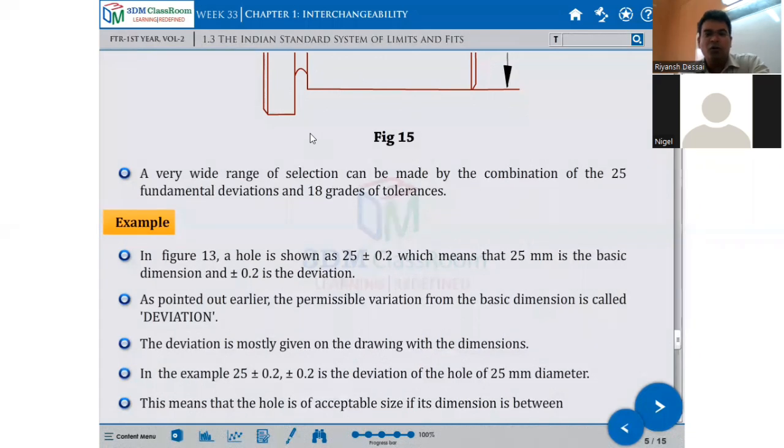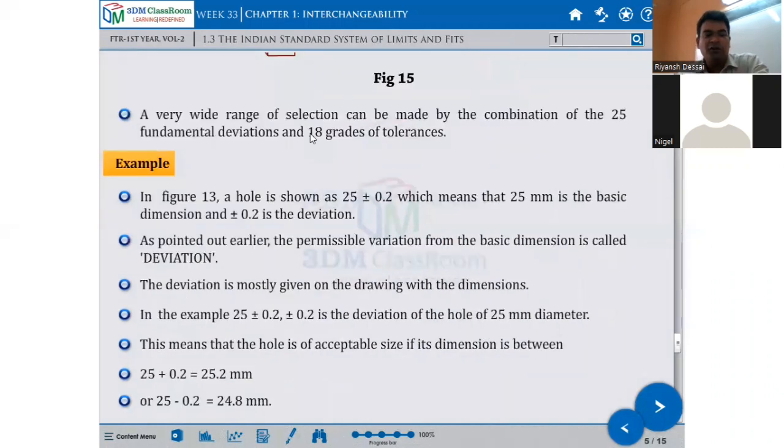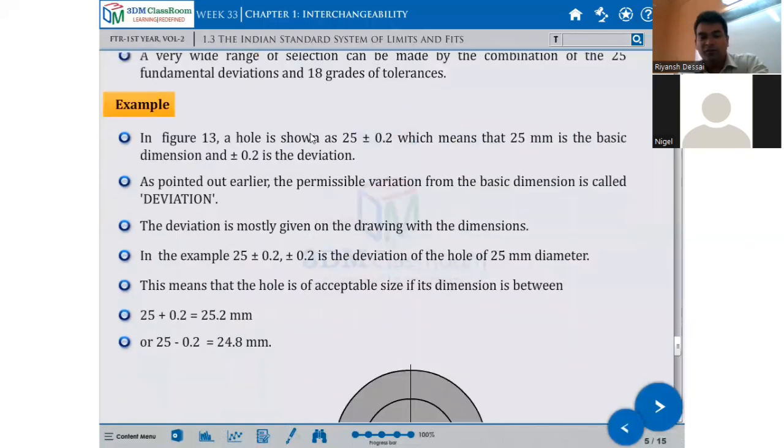Figure 13, a hole is shown as 25 plus or minus 0.2, which means that 25 mm is the basic size dimension and plus or minus 0.2 is a deviation, meaning tolerance. As pointed out earlier, that permissible variation from the basic dimension is called a deviation. The deviation is mostly given on the drawing with the dimension.